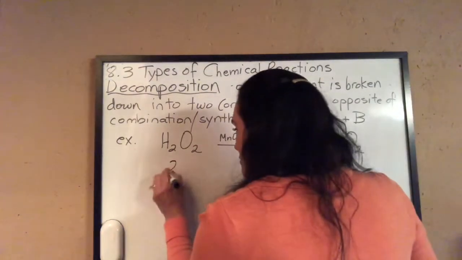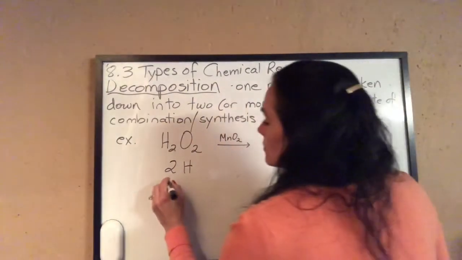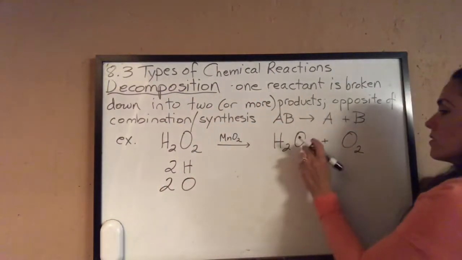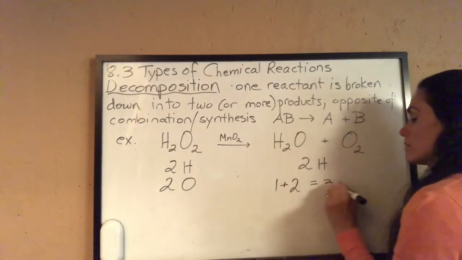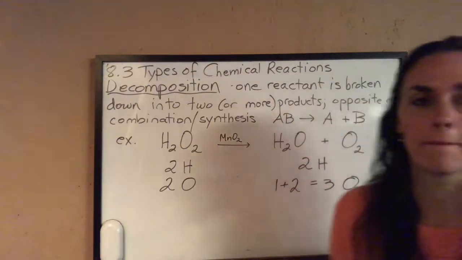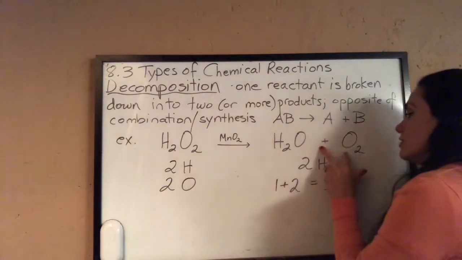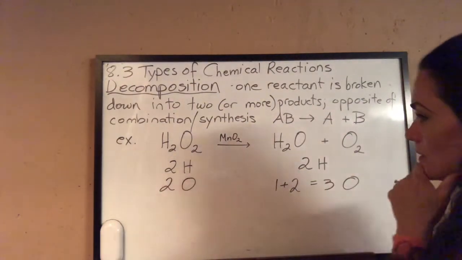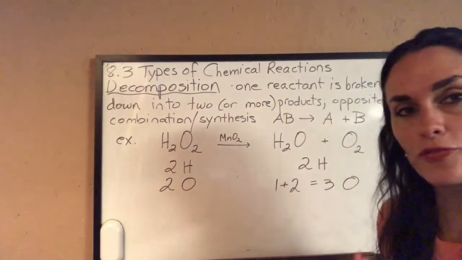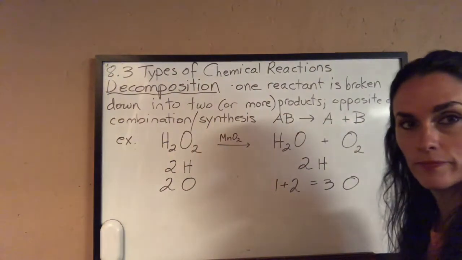Okay, two hydrogens, two oxygens, 1 plus 2, 3 oxygens. You say, can't just do the times tables here because I have oxygen in 2 products. The lowest coefficient that you can place on the product side would be a 2.